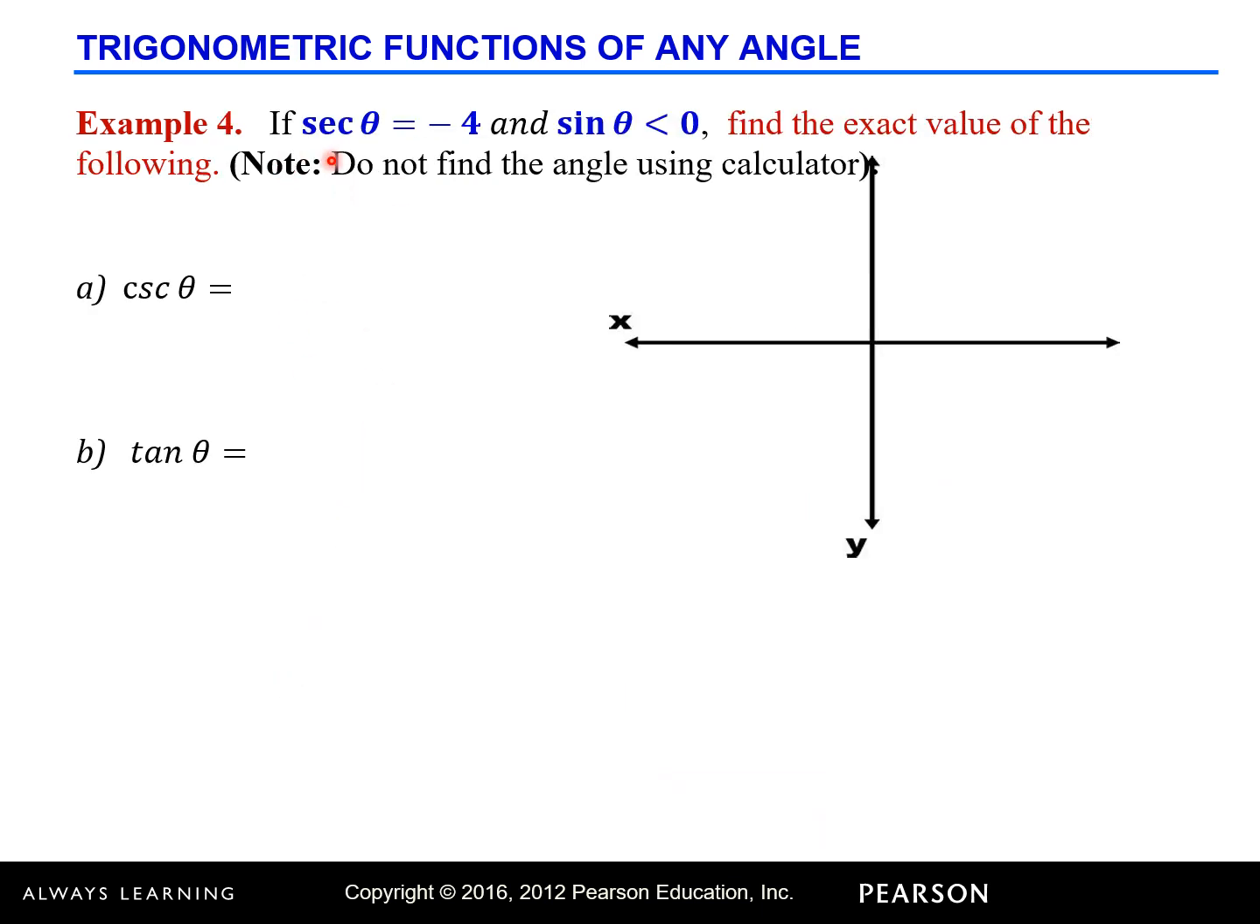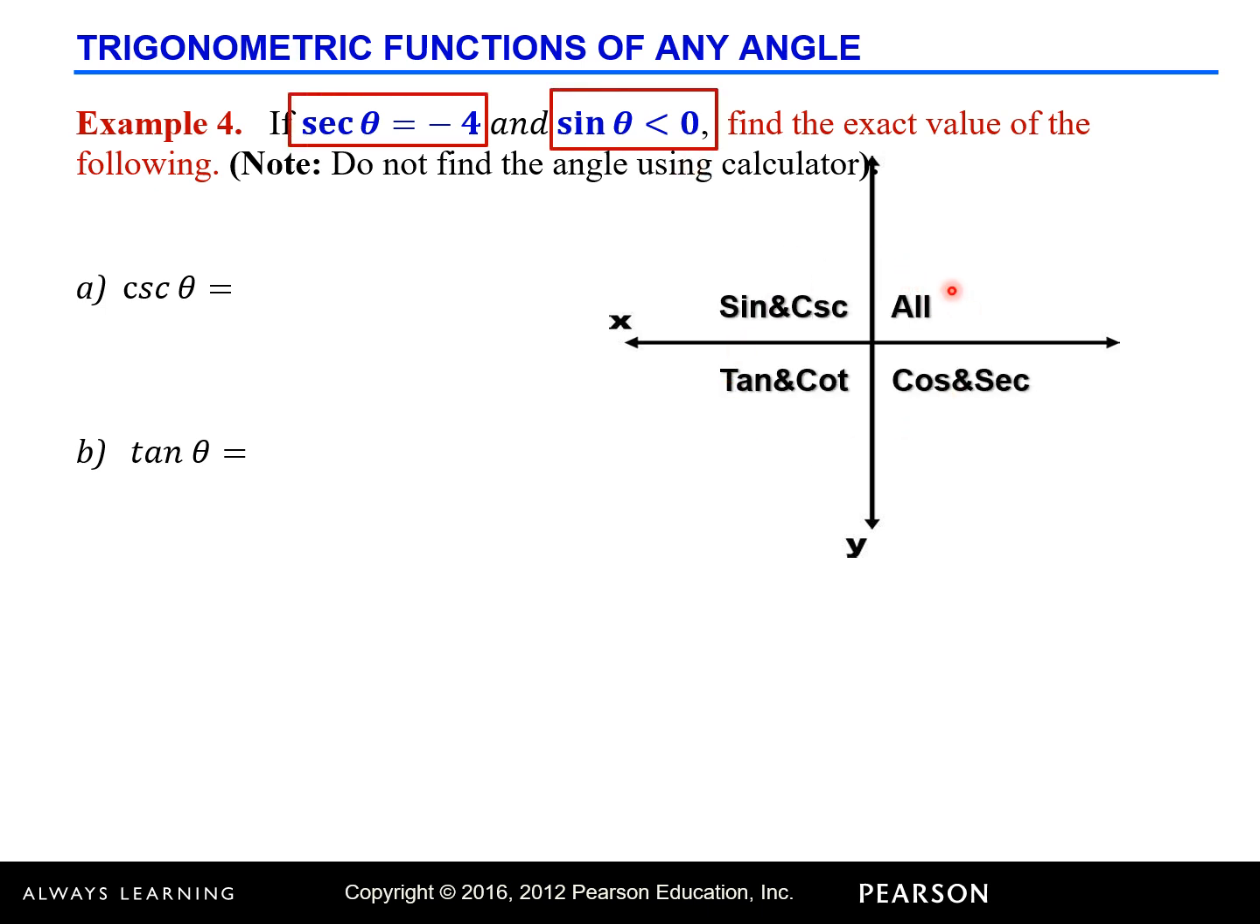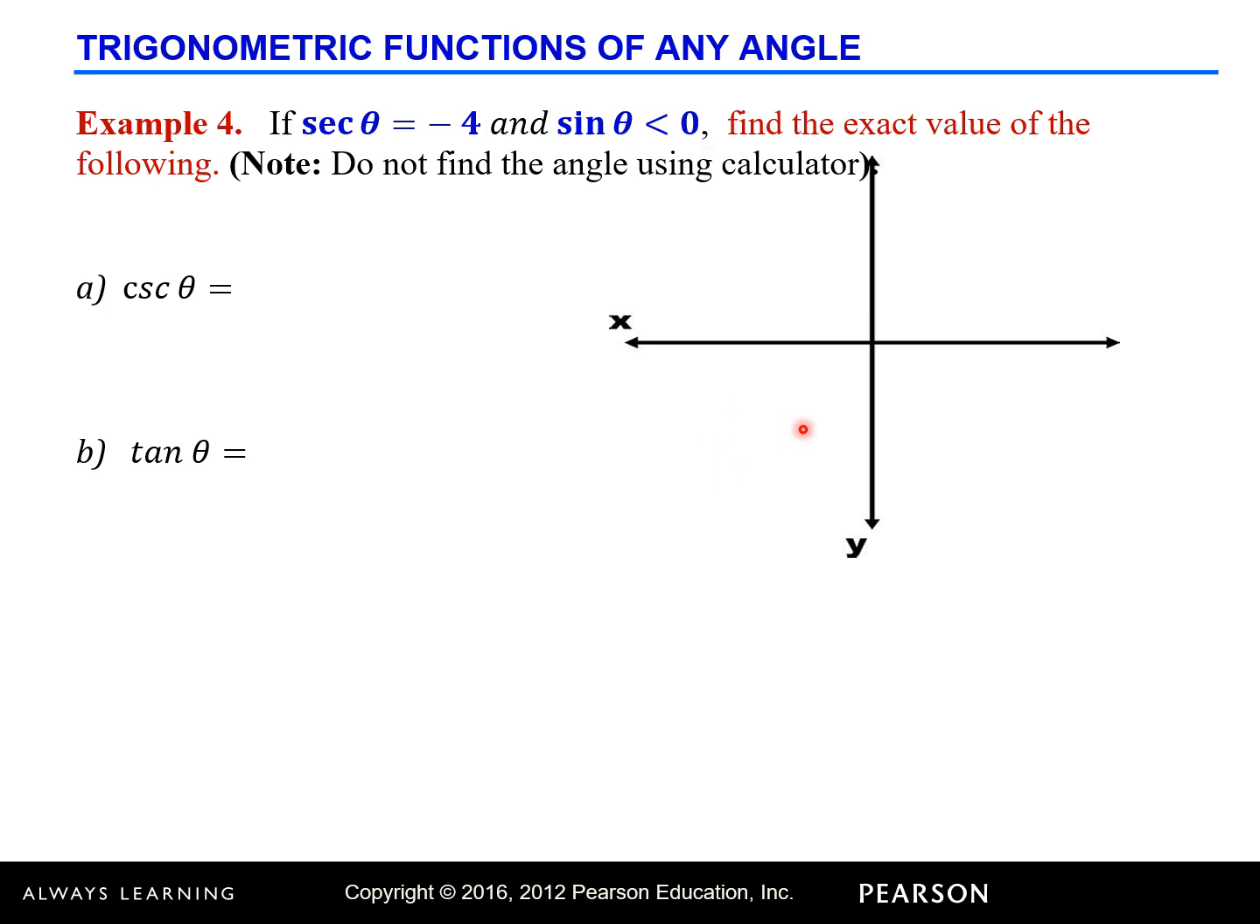Now for the next example, we still have the same question, which is finding the exact value of the following trigonometric functions, and we should not find the angle using a calculator. The given here is secant theta equal to -4 and sine theta less than 0. Using the signs of the trigonometric functions, let us locate the angle theta. Since sine theta is negative, and sine is negative in quadrants 3 and 4, and secant is negative in quadrant 3, our angle theta lies in quadrant 3.